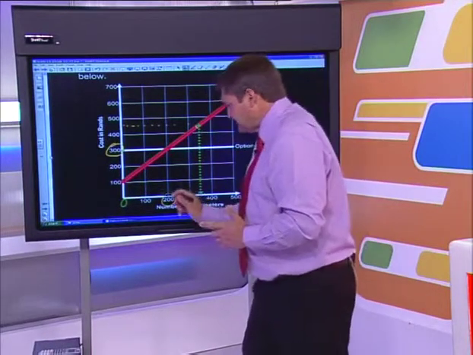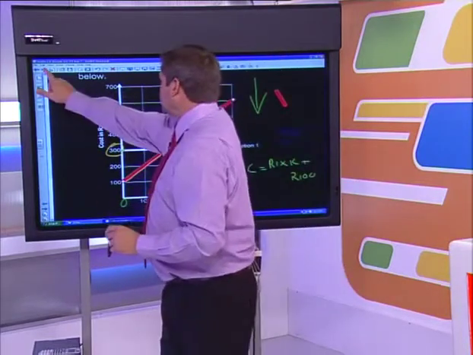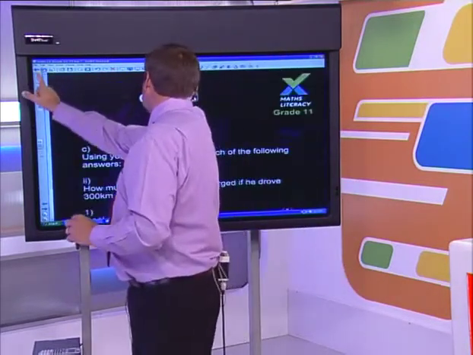Can you see that? So if I were to draw it in yellow, that's cheaper, cheaper, cheaper, cheaper. Now that is cheaper, cheaper, cheaper, cheaper. Can you see what I've done there? Okay, so option 2 is cheaper if I travel less than 200 kilometers, and option 1 is cheaper if I travel more than 200 kilometers. Can you see that? Okay, excellent. Right, we're doing quite well, so let's go on to another question quickly.